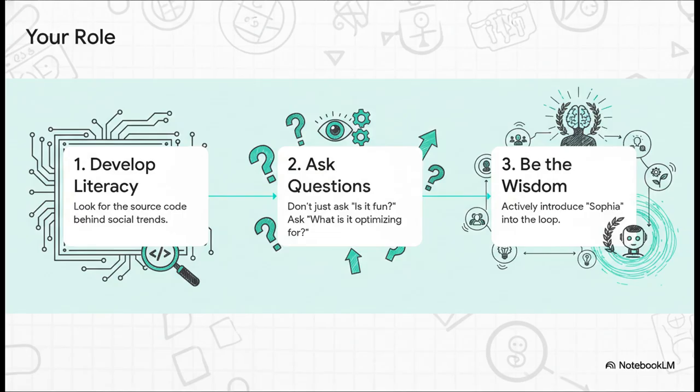So what can you actually do about this? First, develop that algorithmic literacy. Start looking for the hidden code, the incentives behind the news you see, the products you buy. Second, ask deeper questions. When some new technology comes out, don't just ask, is it fun? Is it convenient? Ask, what is this system really optimizing for? And finally, be the wisdom. In your own life, in your work, actively push for outcomes that are about more than just blind efficiency. Be the person who tries to inject a little bit of Sophia into the loop.